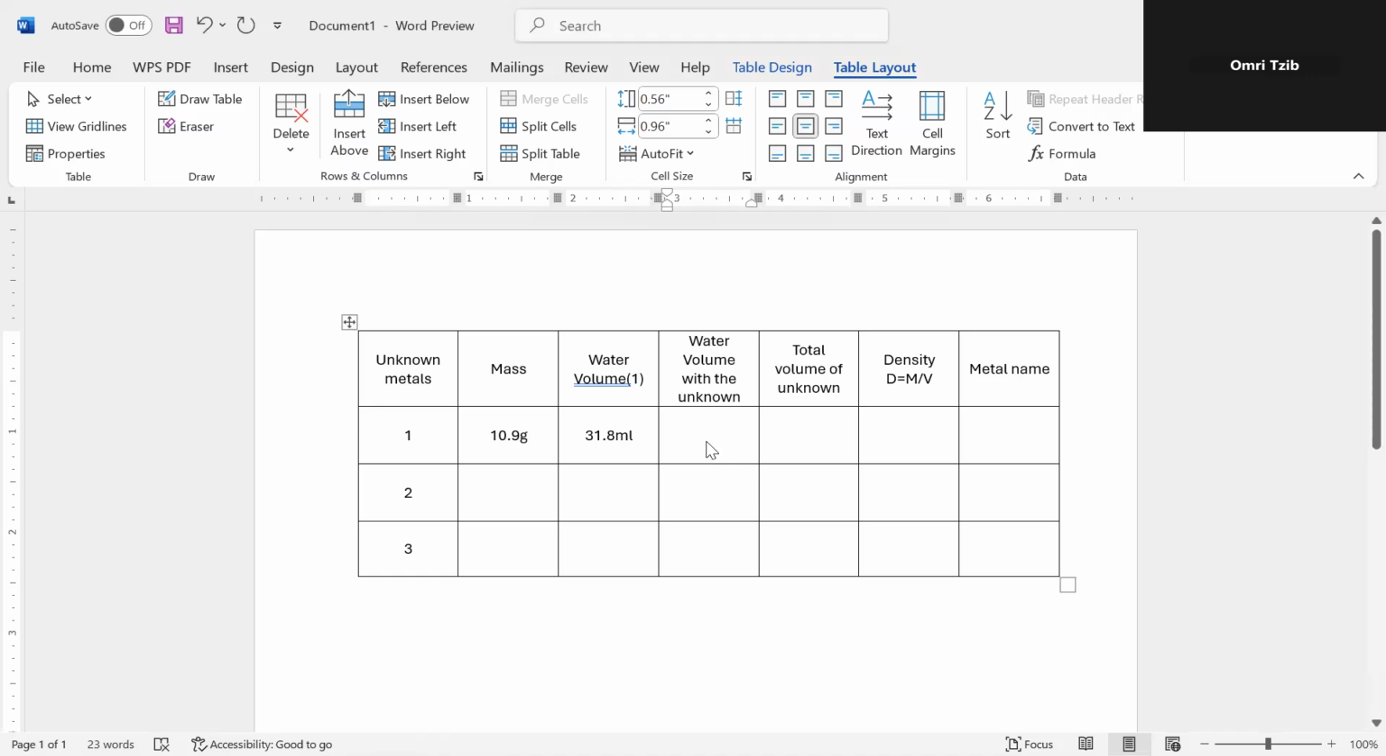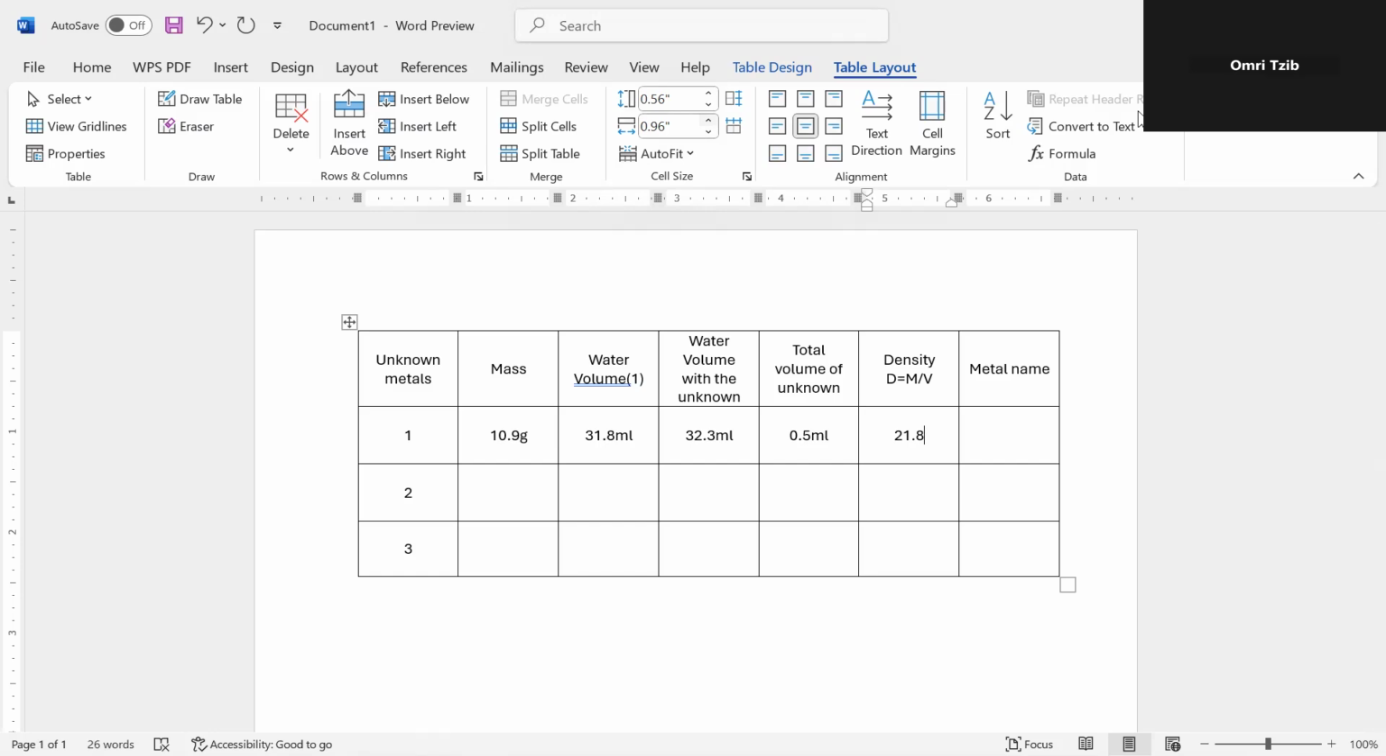So our water volume with the unknown is 32.3 milliliters, and the total volume of the unknown would be 32.3 minus the initial volume, which is 0.5 milliliters. Then we just input our formula and divide the mass by the total volume, and that would give us a total of 21.8. So that would be the density of our first unknown.